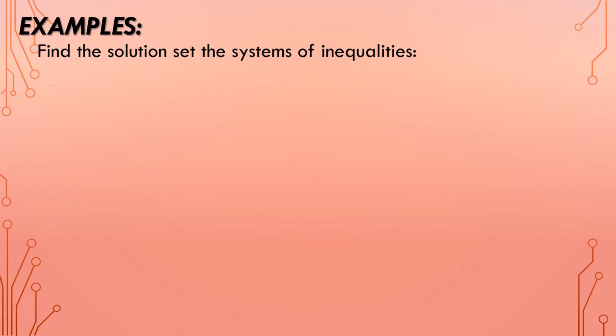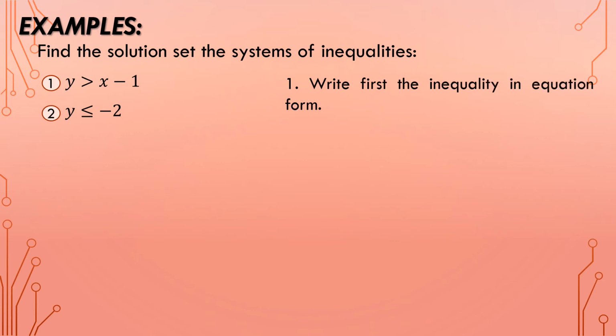Another example, we have the first inequality, y is greater than x minus 1. And the second inequality is y is less than or equal to negative 2. Again, the first step is to write the inequality in equation form. So, papalitan lang natin ng equal sign ang dalawang inequality symbols. So, that will be y equals x minus 1 and y equals negative 2. So, dito muna tayo sa first equation.